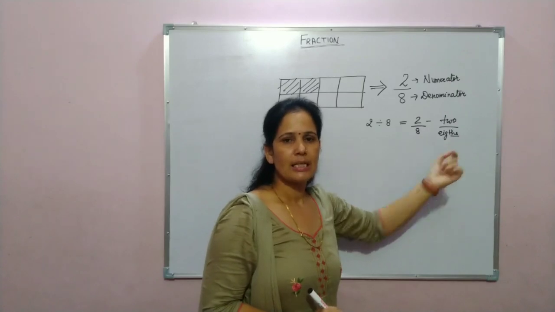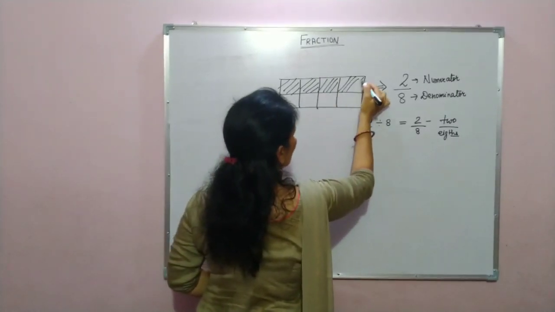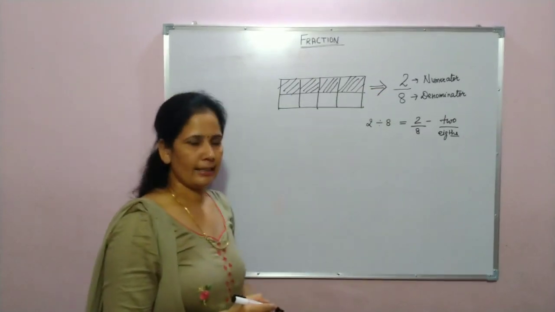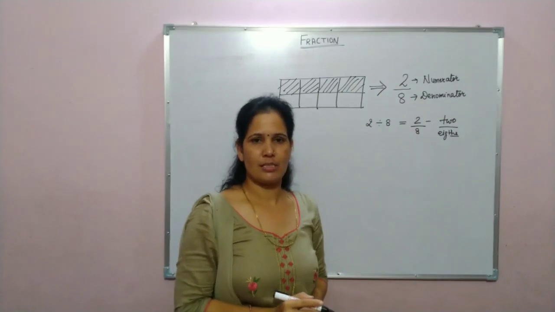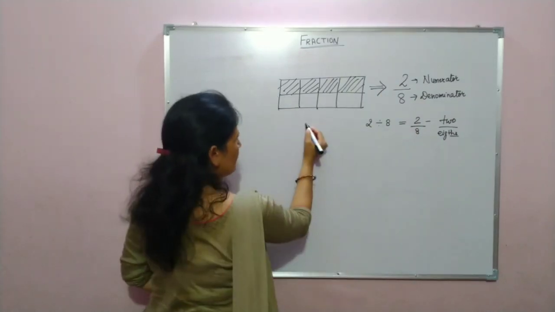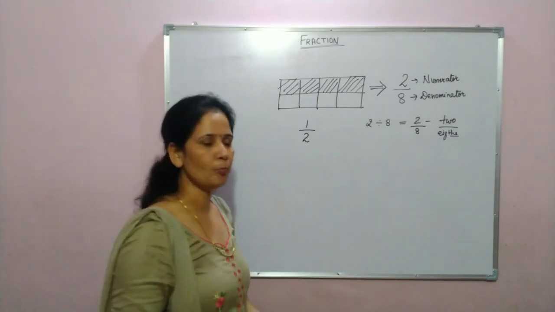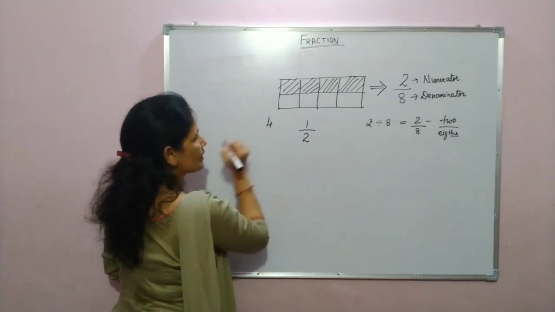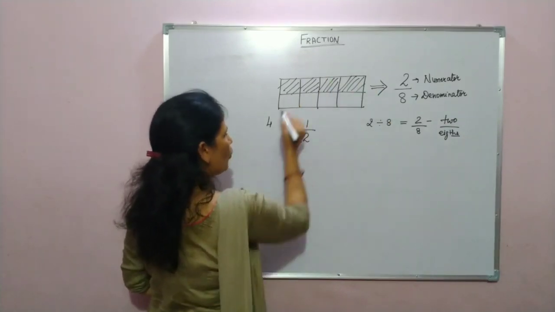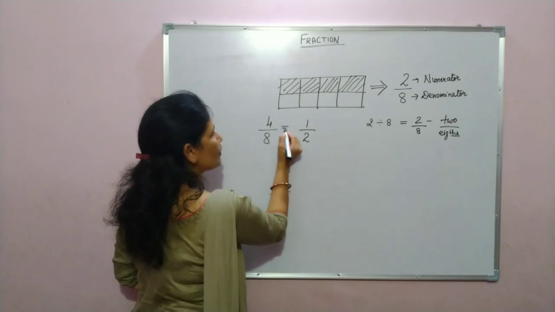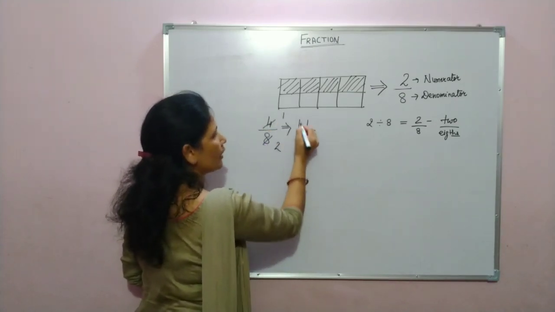Okay students, if I shaded 4 parts, 4 parts means this is half of the fraction. And how do we read this? We write 1 by 2. How do we get 1 by 2? The total shaded parts are 4 and the total number of parts in the whole is 8. When we solve this, 4 ones are 4 and 4 twos are 8, so we get half.